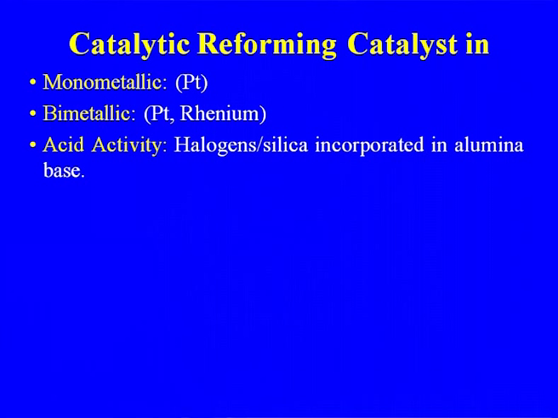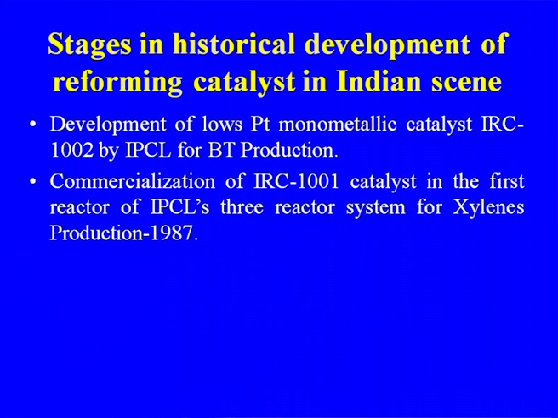Now, as I told you, there has been continuous development in catalytic reforming, because there have been changes in the quality of the naphtha, and at the same time requirements for the octane number of gasoline and for aromatics, whether you anticipate paraxylene or more aromatics. Depending upon that, there has been continuous development in the catalytic reforming catalysts, and indigenous catalysts have also been developed. The catalysts are monometallic and bimetallic, with acid activity from halogen, silica, or alumina. They give the acid function, because the acid and metal functions of the catalyst have different roles.